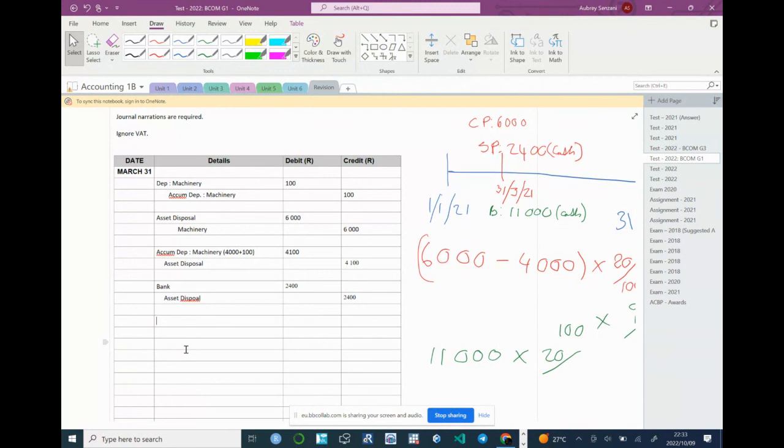We know that the cost price was 6,000, right? We know that the accumulated depreciation at the point of sale on 31 March, which we calculated here because we removed it from the books, was 4.1. So what is the value of the asset? 1,900. So if the value is 1,900, but we sold for 2.4, did we make a profit or a loss? We made a profit.